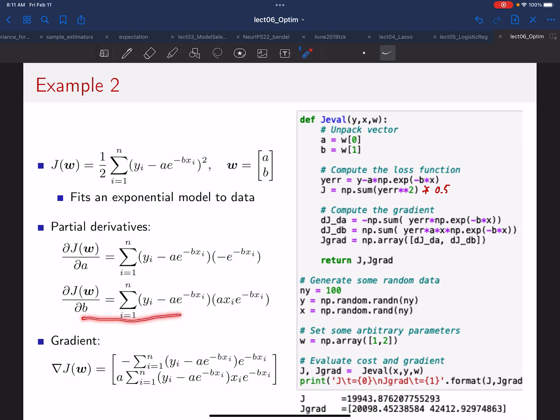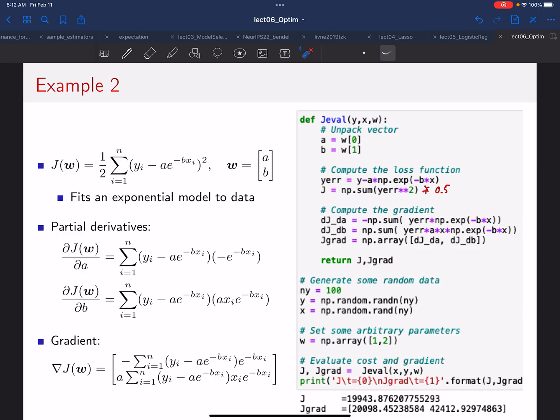We have something similar for the second part. We again can use y error, and then we just have to make this other part. These are all pointwise multiplies. This is the entire vector x, the entire exponentiated vector here, and so on. And when we're all done, we just stack those two partial derivatives into our gradient vector, and we return both.